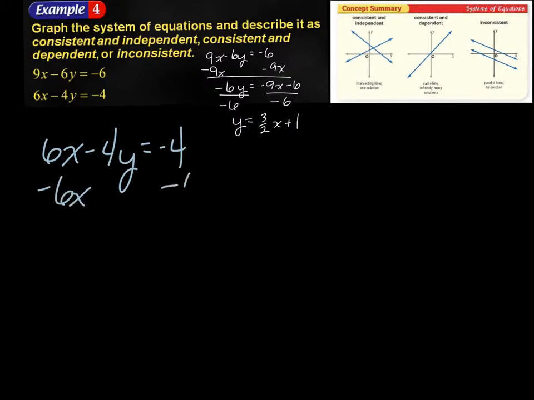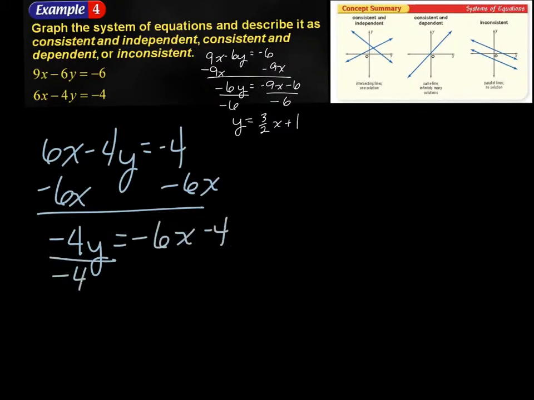I'm going to subtract 6x from both sides again. So -4y equals -6x minus 4, and divide by -4. So y equals negative by negative is a positive. 6/4 reduces to 3/2 x plus 1. Well, golly gee, the equations are exactly the same, so I know what my answer is going to be, but I still need to graph it.